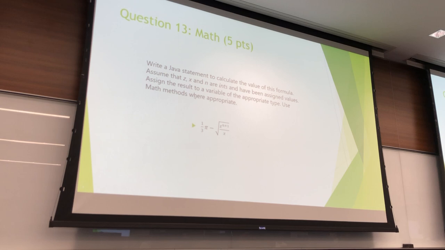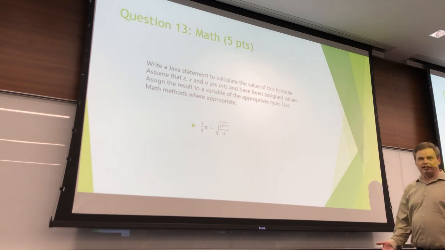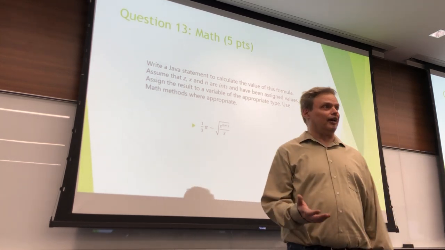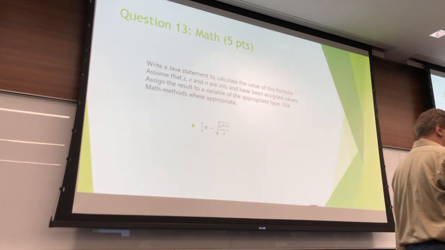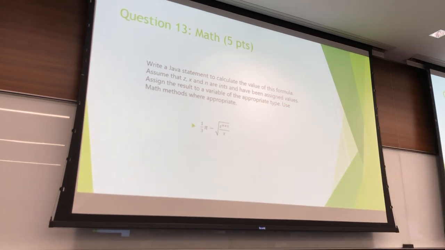This is also from last semester. The only thing you have to remember is that Java is different from C in that you don't just say pi, and you don't just say square root or sqrt. Instead, you have to do Math.pi or Math.sqrt. Otherwise, this is a question from last semester. Your formula will be different, but it will include a pi or an e, possibly. It will include a square root. It will include an exponent, but it'll be a different formula.